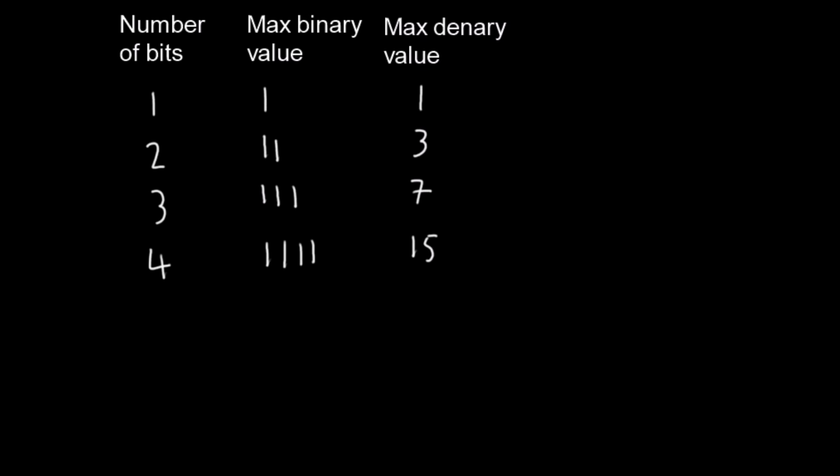And if we have five bits, and hopefully you can see a pattern emerging, but let's see if that's the case. We've got five ones, and that is 31. So what you'll notice is the maximum denary value can actually be represented by 2 to the n, where n is the number of bits, minus 1. So therefore, for 6 bits, 2 to the 6 would be 64 minus 1, so that would actually be 63 as the maximum value for 6 bits.